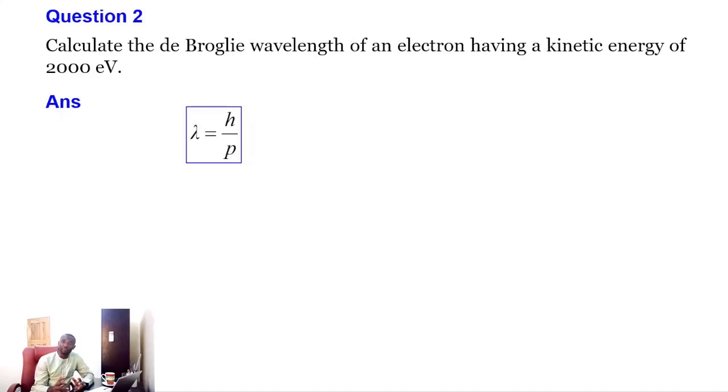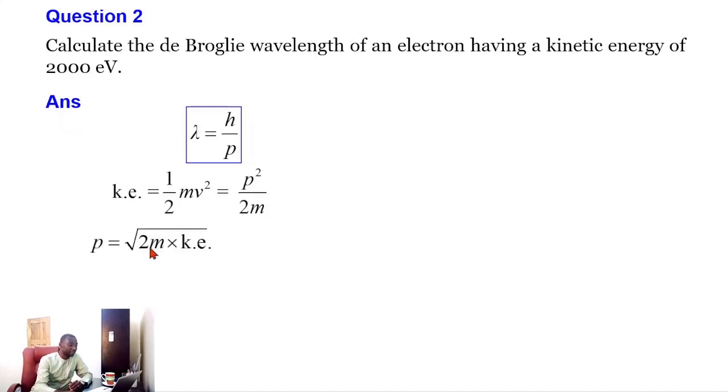What we do know is that we can move from the kinetic energy of a particle to its momentum. To do that, we know that kinetic energy is equal to half mv squared, where m is the mass of the particle, v is the velocity. We can write this in terms of momentum as p squared all over 2m, where p is the momentum of the particle, and of course m the mass of the particle. If we make momentum the subject of the formula, we obtain 2m times the kinetic energy, all in square root.